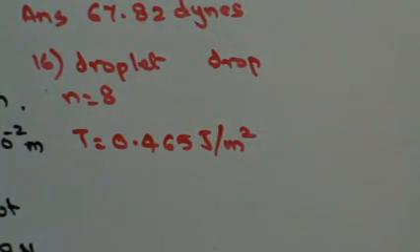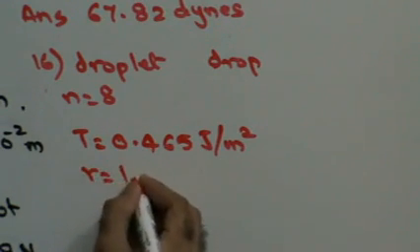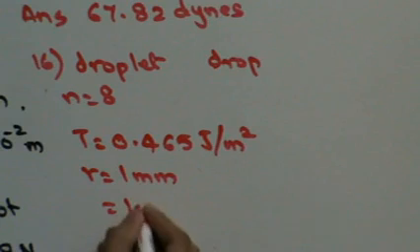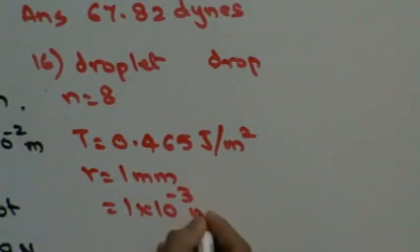Just see whether I have dictated the sum correctly. 8 drops of mercury of radius 1 millimeter. Did I dictate radius 1 millimeter? Please write that. 8 drops of mercury of radius 1 millimeter combine to form a single drop. Find the change in the surface energy if the surface tension of mercury is this. Now very similar, there you have broken the drop, here you are going to combine the drop.